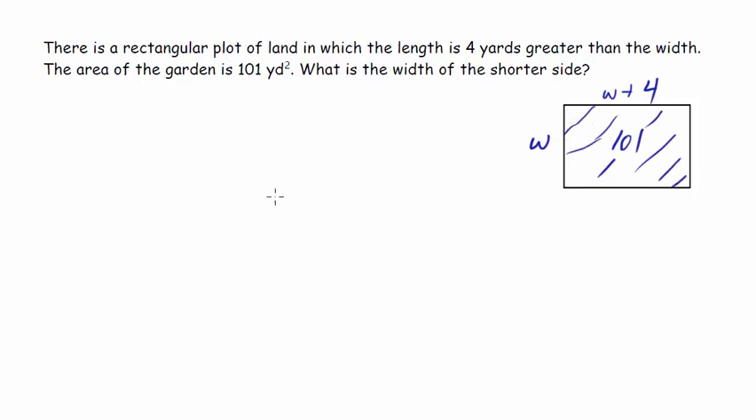Alright, so let's see if we can, so we'll start off the same way. W times W plus 4 equals 101. I am going to distribute that w as we just did, and then subtract 101 to the other side, and I get w squared plus 4w minus 101 equals 0.